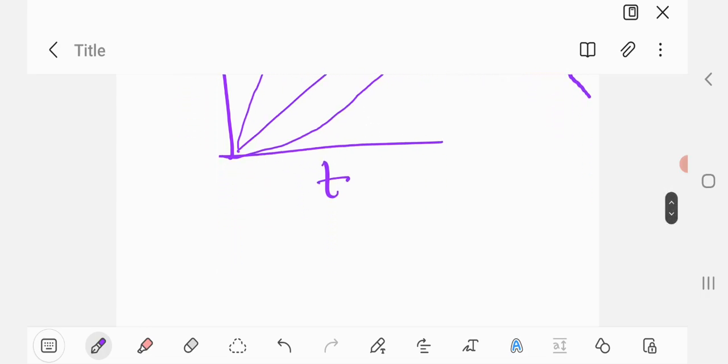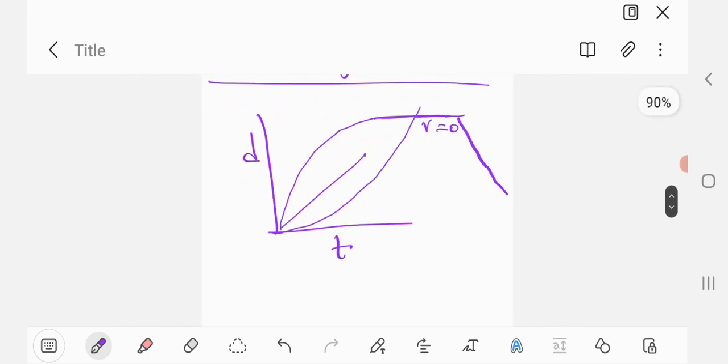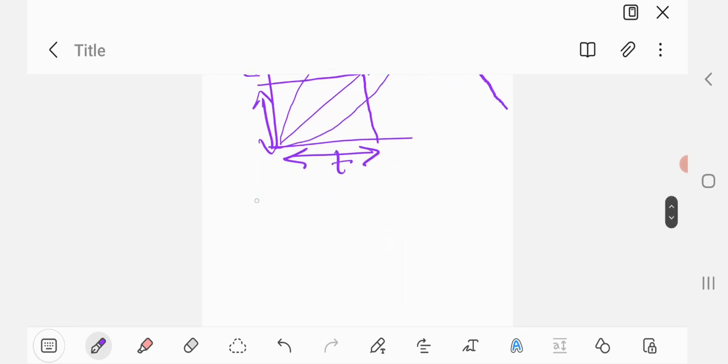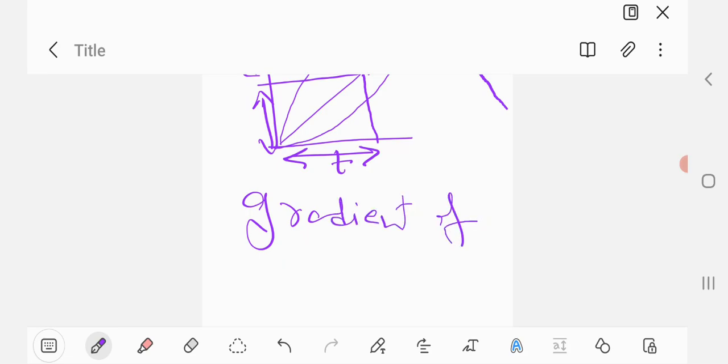And you can find the gradient; the formula of the gradient, you know very well. It is rise over run. In this case you can find the rise from the y-axis. The y-axis tells you how much the rise is, and the run from the x-axis. So the gradient of the distance-time graph represents speed.